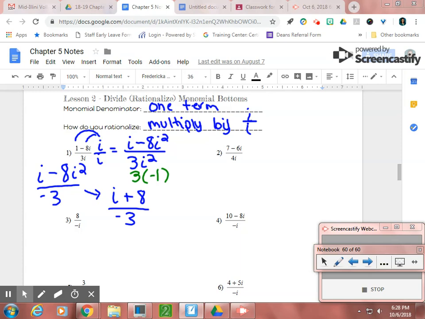And you can take that negative sign out in front. You might also see it as the negative of i minus 8 over 3. It could go either way. That's just dividing everything else by a negative. But if you get to this point, that's okay.